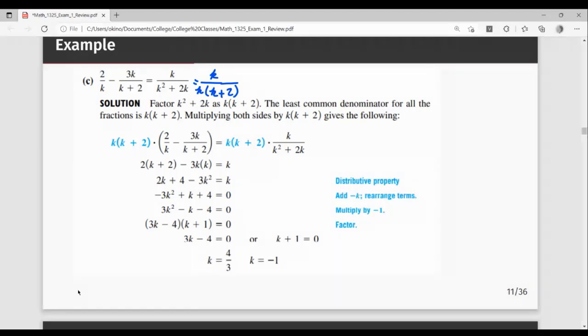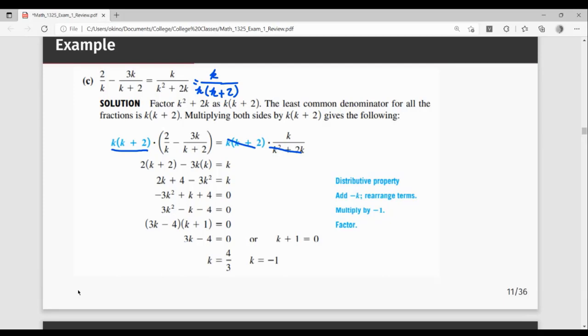So with that, let's distribute this factor into this other factor here. When we multiply it by this 2 over k, the k's can cancel. So we're left with 2 times k plus 2. Minus, by multiplying this with this fraction, the k plus 2 cancels, so we're left with 3k times k. And on this side, this whole thing cancels out, so we're just left with k. And then let's distribute this 2. So we have 2k, and then 2 times 2, 4, minus 3k squared is equal to k.